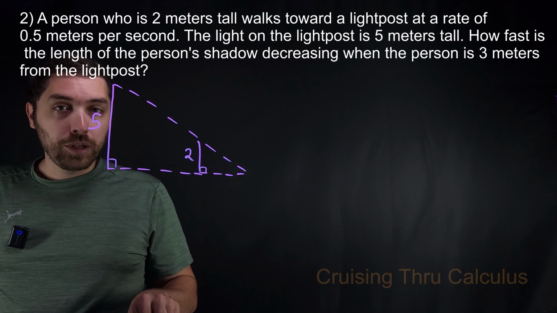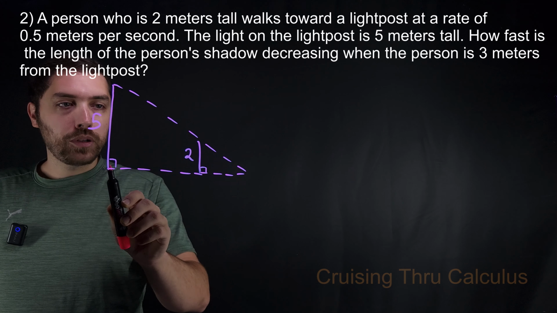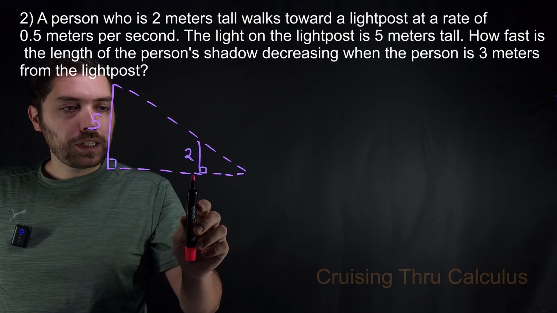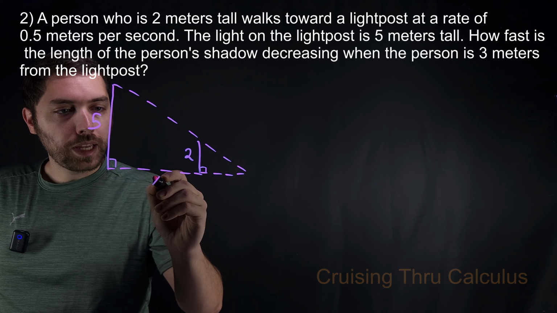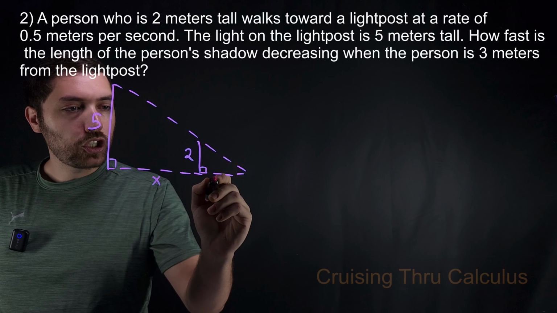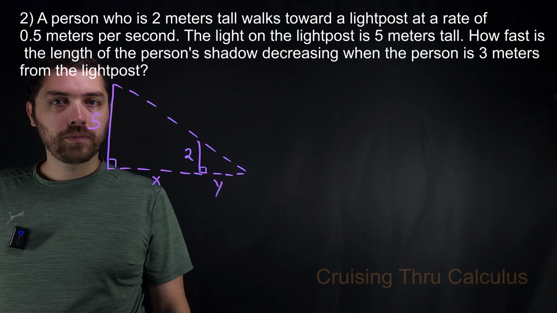Actually, I just realized before we do that, I do need to label my drawing here. I did label the light post height and the height of the person, but I need to label the distance from the person to the light post. We'll call that x. And then the person's shadow, we'll call that y. And now we can start writing things out.